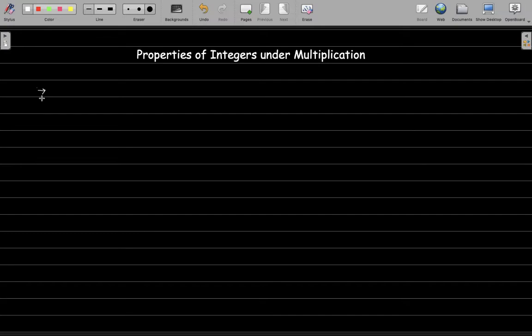In this session, let us study the properties of integers under multiplication. The first property is called the closure property. What does this closure property state? It states that if p and q are two integers, then their product, that is p times q, will also be an integer. This property is called the closure property.